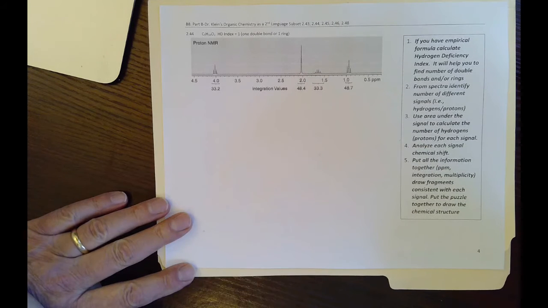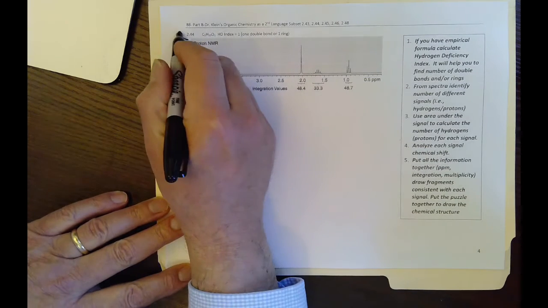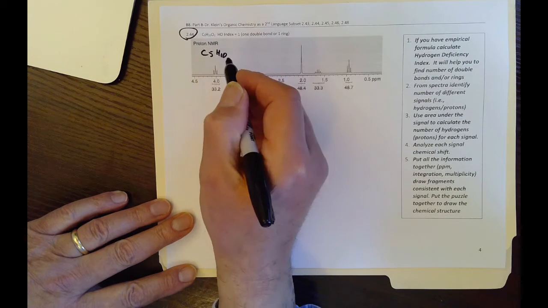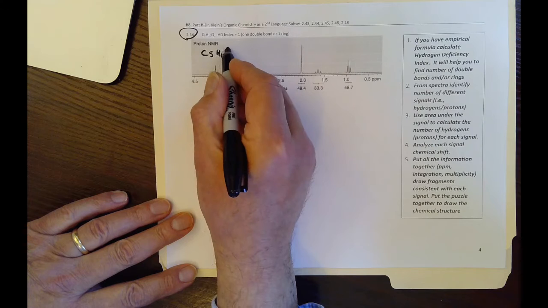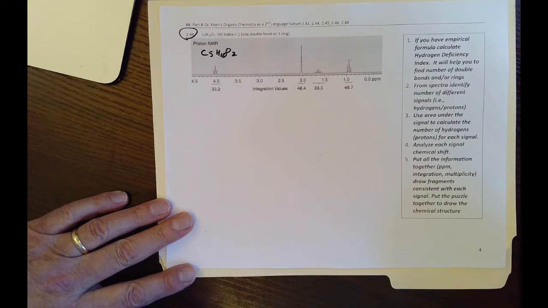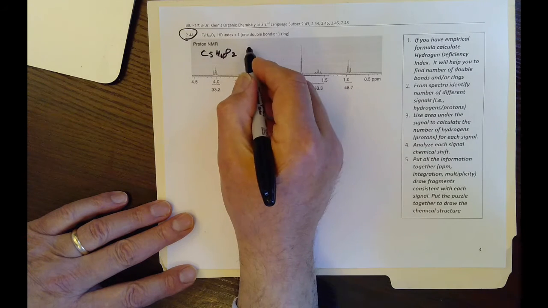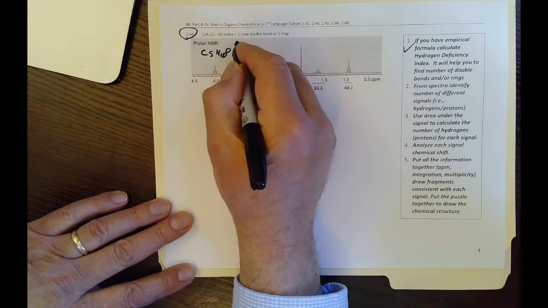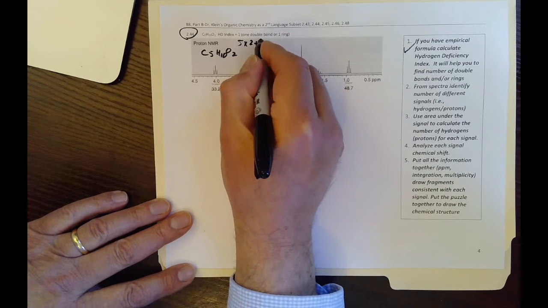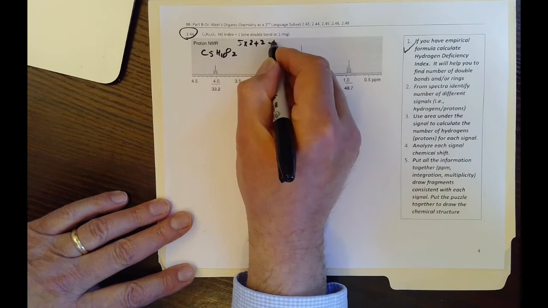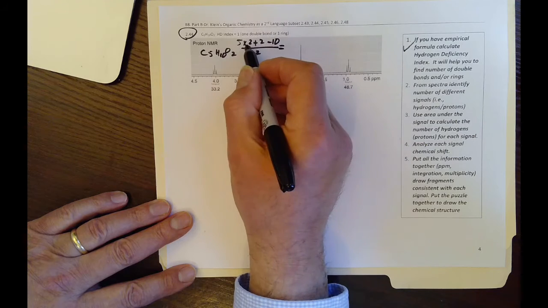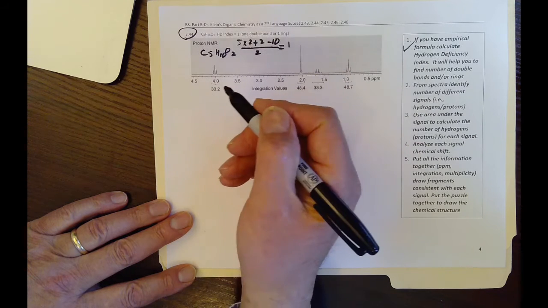Okay, so now we have the next problem, 244, C5H10O2, similar to the previous one, except now we have two oxygens. So now let's look at the index. First thing is we calculate the hydrogen deficiency index. Again, we have 5 times 2 plus 2, that's 12, minus the 10 hydrogens, divided by 2. So again, it's only 1, so we have 1 double bond.